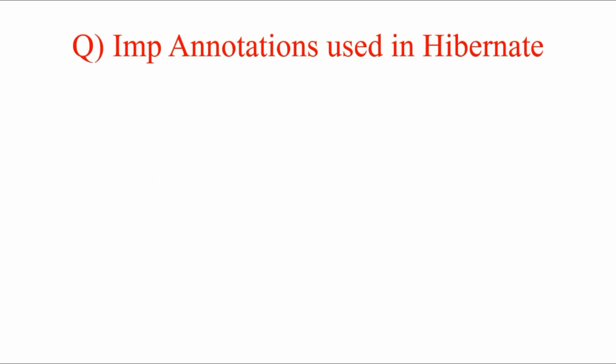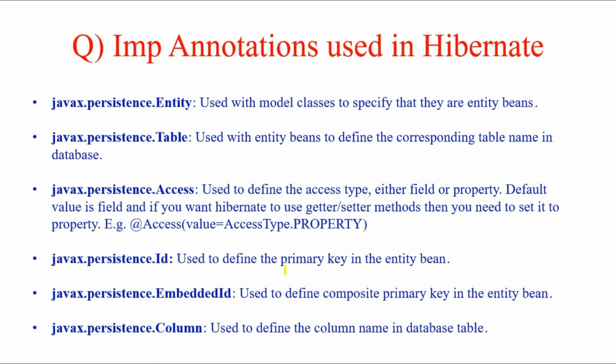The third important question which arises: what are the annotations used in Hibernate? So these are some of the annotations used. Why is @Entity used? @Entity is used to specify that these are entity beans, meaning they are going to be stored in tables. What is @Table used for? It is used to define the corresponding table name. If on a POJO class you have written @Entity, it should be mapped to some table. So how do you say that this particular entity is mapped to this particular table? This annotation, @Table, is used.